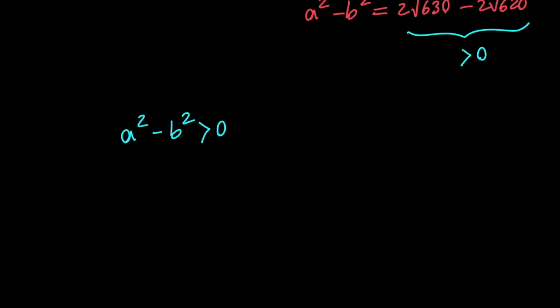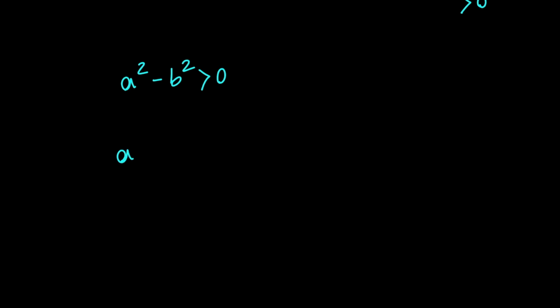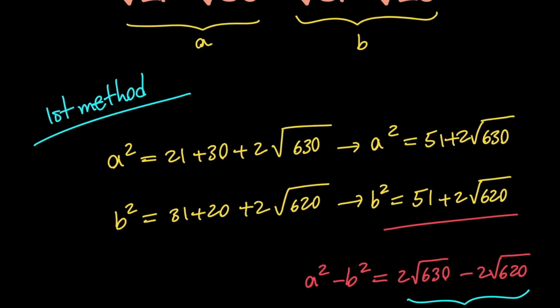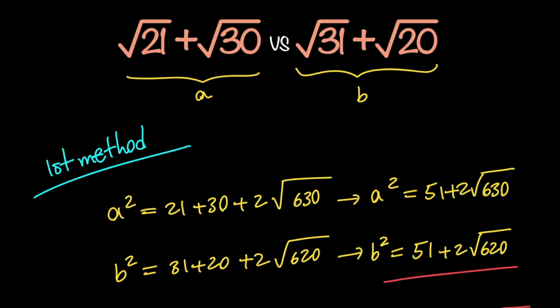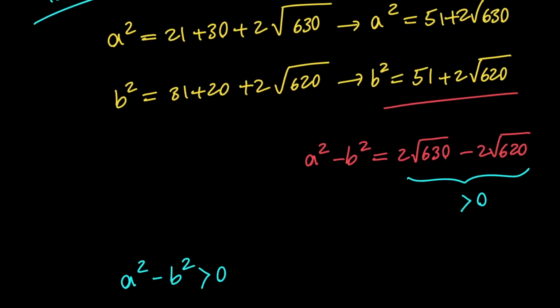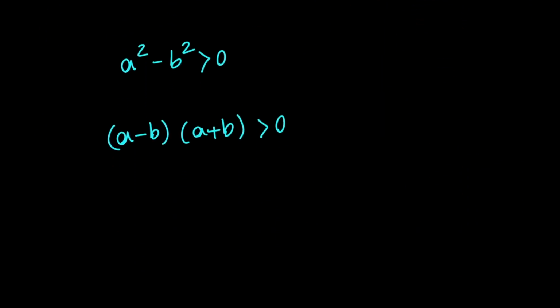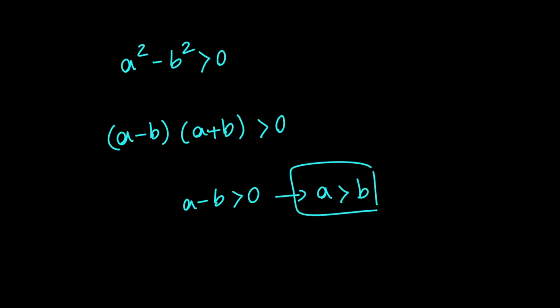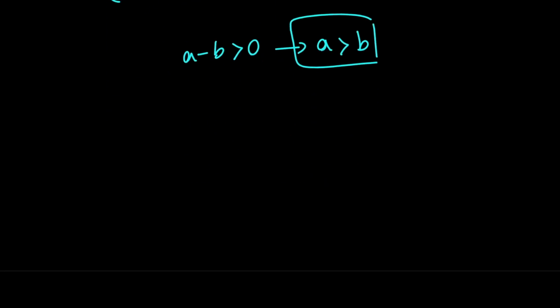And now notice that we can write A squared minus B squared as A minus B times A plus B. And remember that both A and B are positive numbers, therefore their sum is positive as well. So if this is positive, we can say that A minus B should be positive, which means that A is greater than B. Great. So this was the first method. Let's go ahead and take a look at the second method.